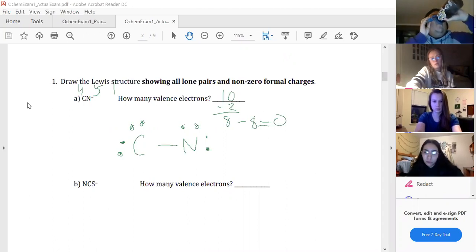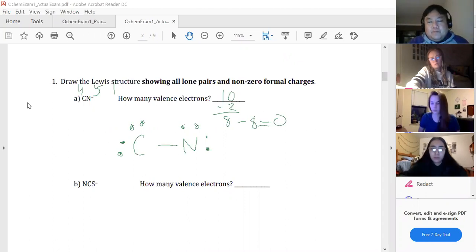They're neutral. And shouldn't one of them have a negative charge? They're not neutral. They created the biggest sin that I told you not to. They don't follow the octet? They do not follow the octet rule.